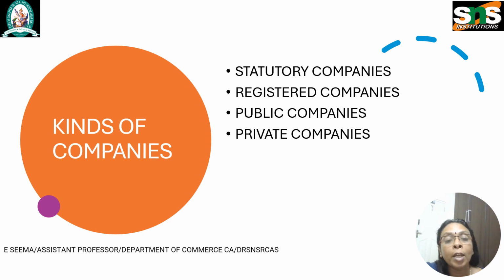Next, I am going to explain about the kinds of companies. So, the Companies Act 1956 broadly classified companies into private companies and public companies and provides for regulatory environment on the basis of such classification.